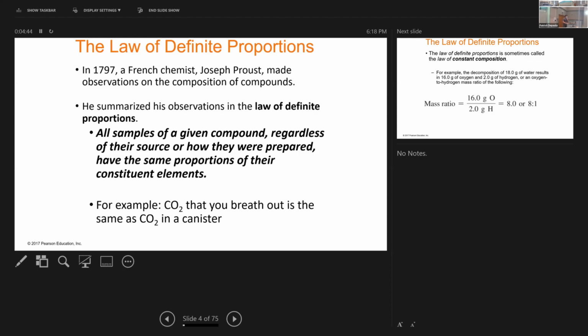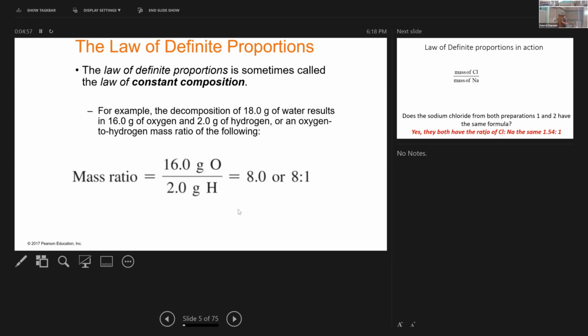So that, to most of you, is, oh, duh, that makes sense. Yeah, and yeah, it does. But that needs to be established before we learn more about chemistry. So here's an example of the constant mass ratio between oxygen and hydrogen.